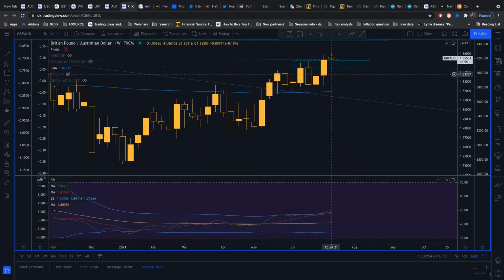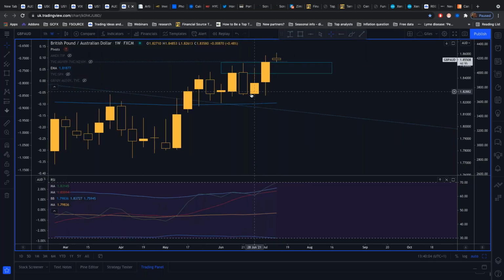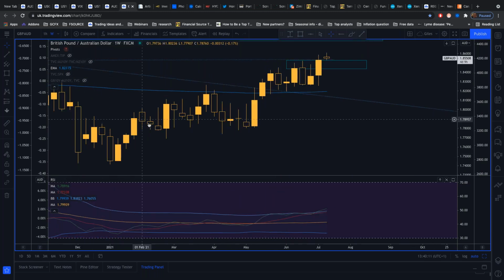So also technically a little learning point, you have a Harami inside bar. A Harami inside bar is when one bar is inside the body of the other bar. So if you look at this, let me show you. Right, you see this bar here?